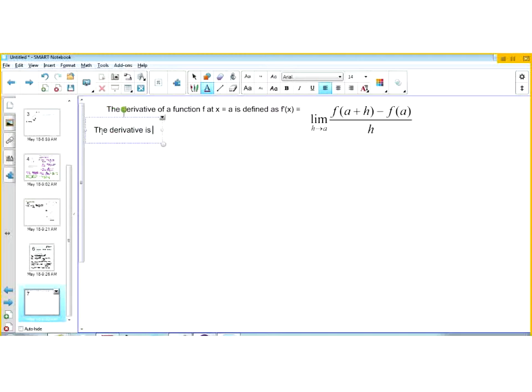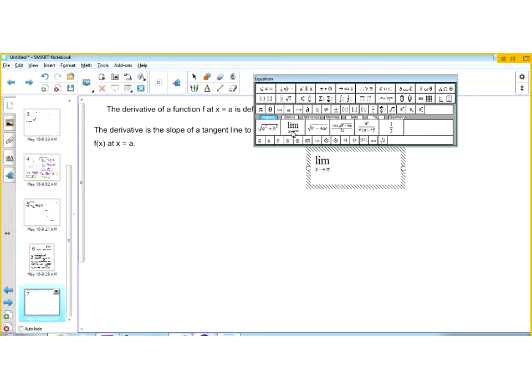And what does it mean? The derivative is the slope of a tangent line to f of x at x equals a. So that is the geometric interpretation of what a derivative of a function is.